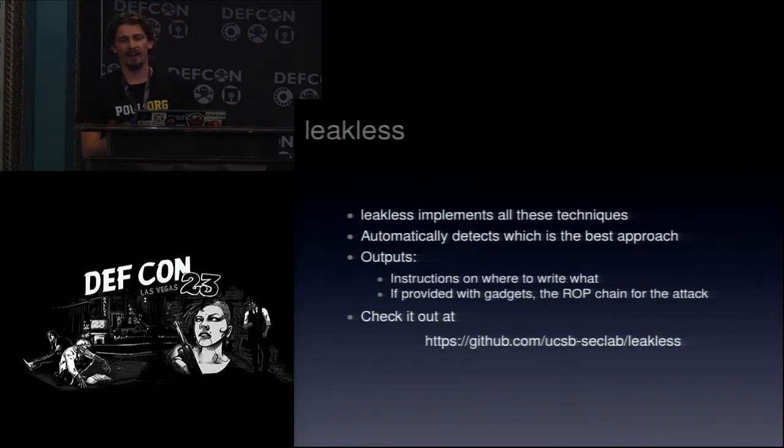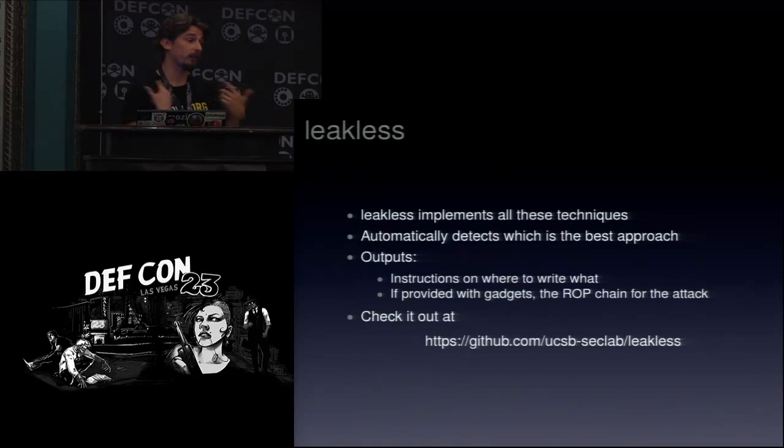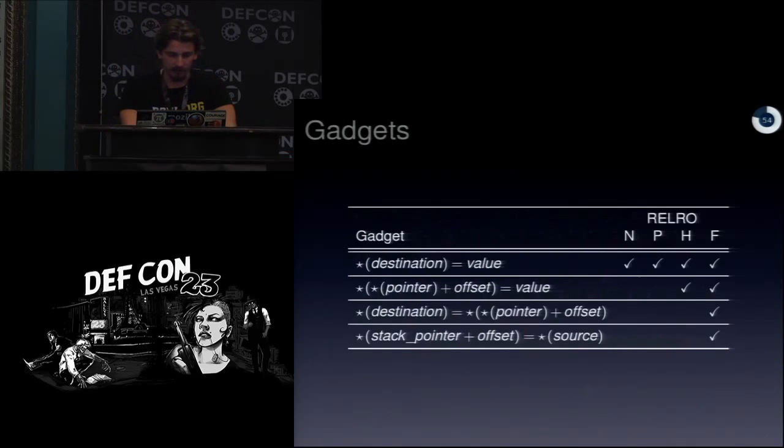Or if you provide Leakless with the gadgets it needs, and we'll see what kind of gadgets it needs, it can also produce the ROP chain for you directly. So it actually produces the exploit to resolve one or more functions, one after the other, and call them with the appropriate parameters. You can see the code there. It's on GitHub. We just published it. And you can play around.